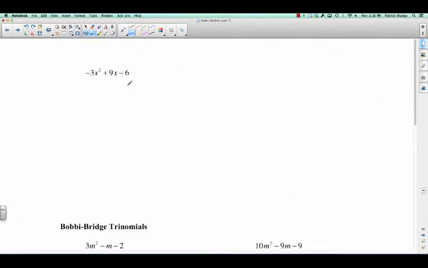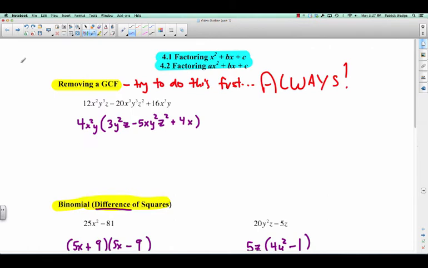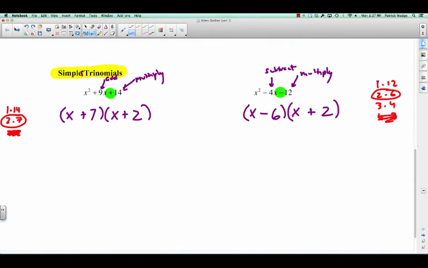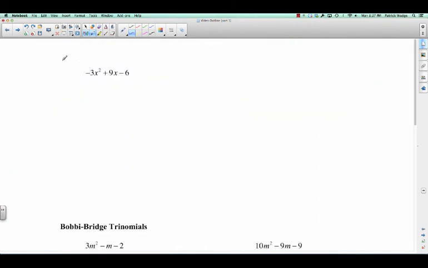One more simple trinomial. So this doesn't look like a simple trinomial, and what's the problem here? The problem is this mess out front. The simple trinomials always start with x squared or m squared or n squared or whatever, and this has a negative 3x squared.